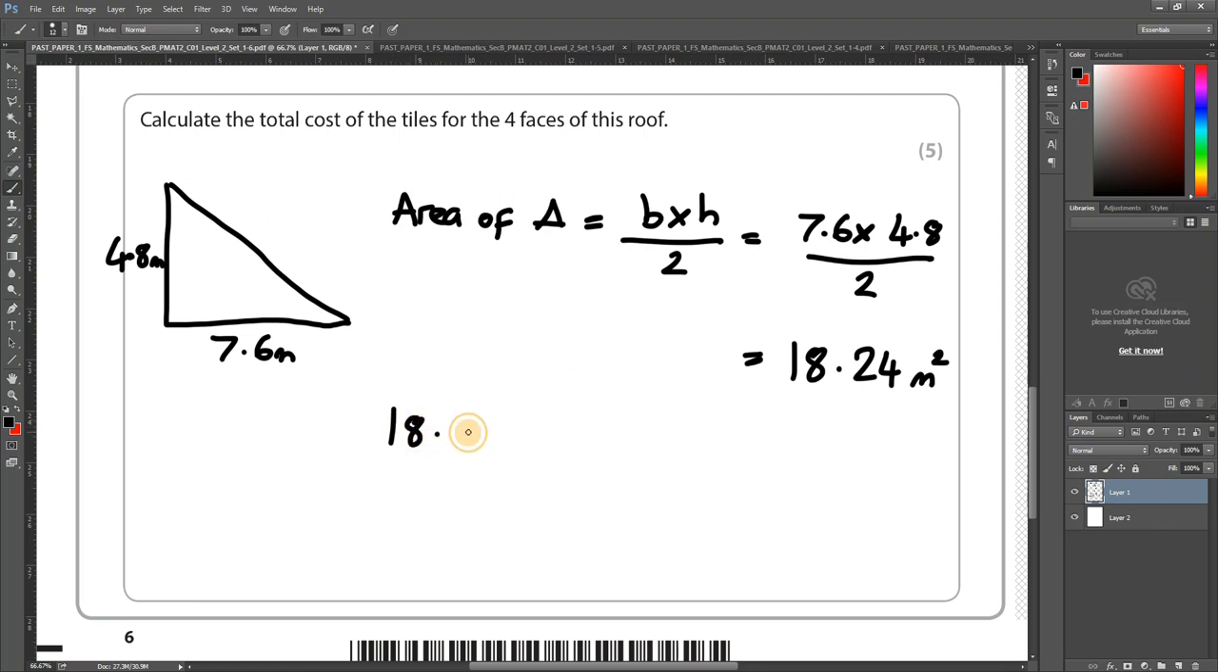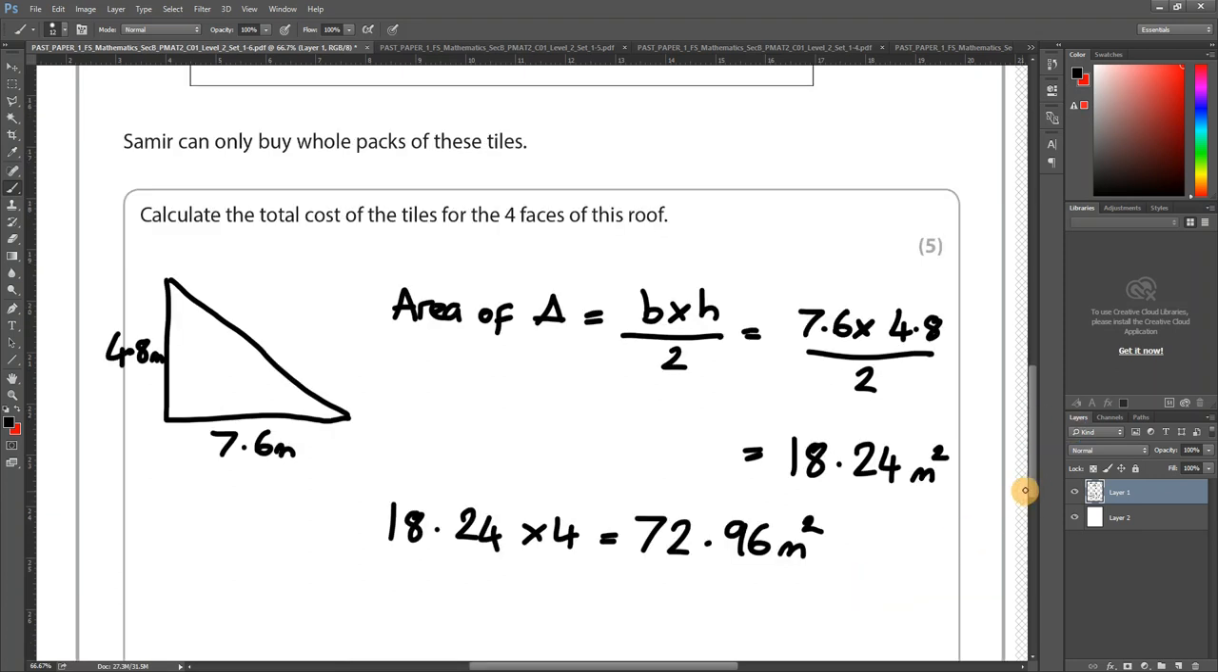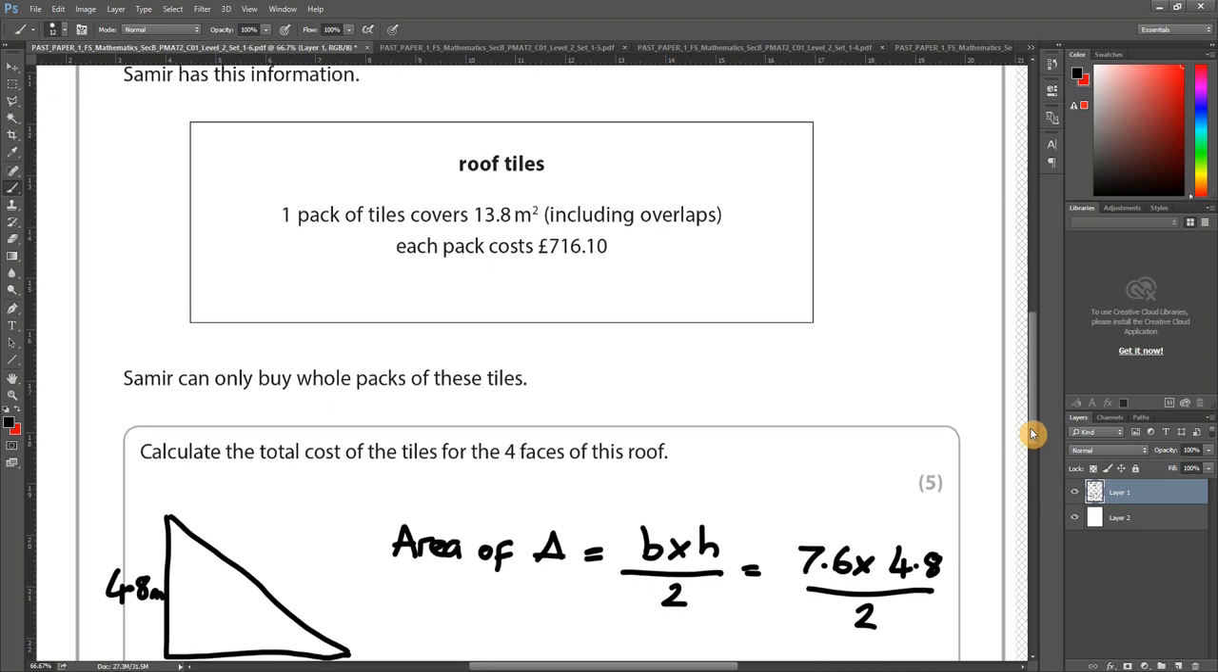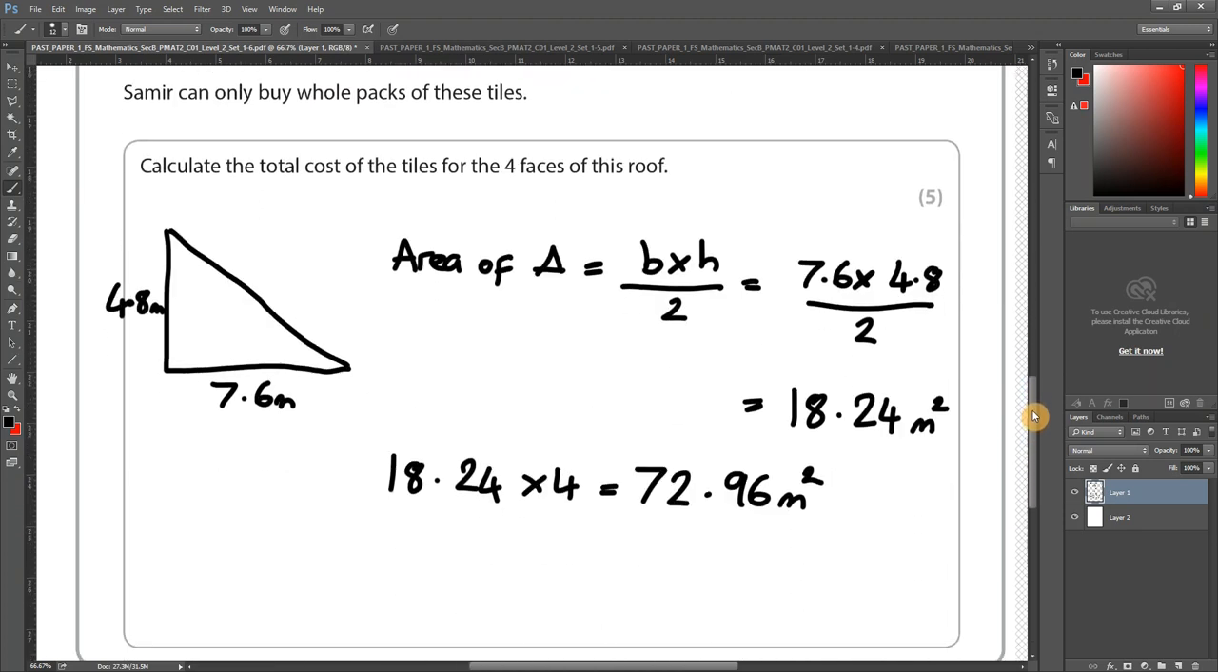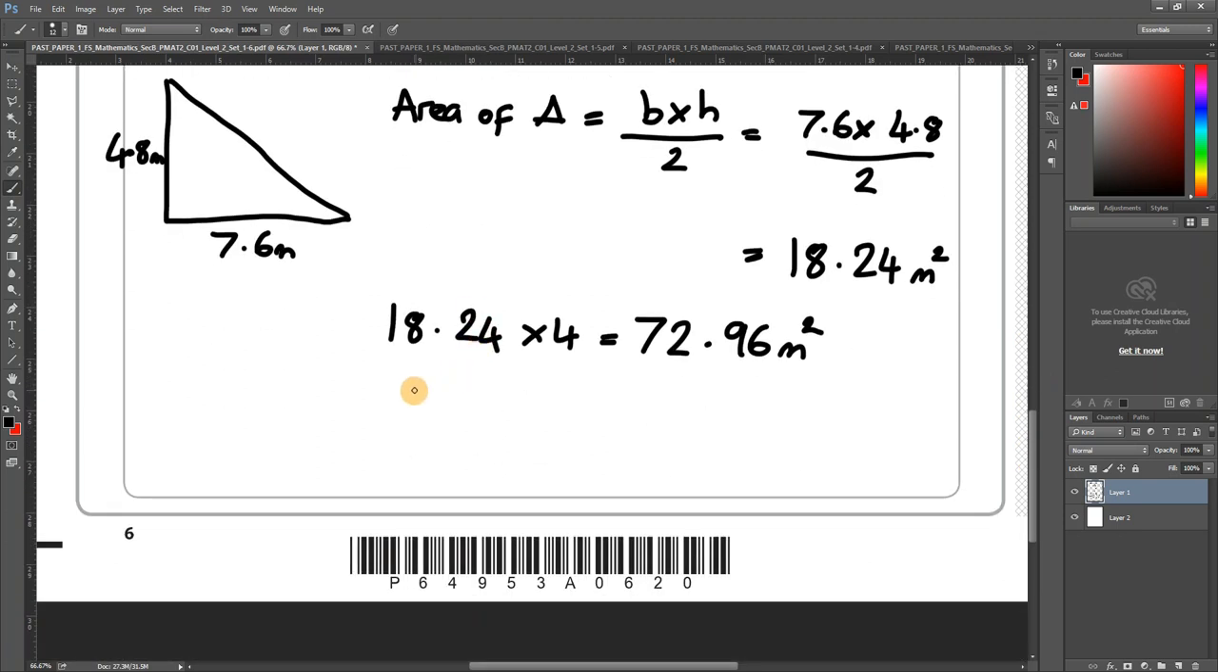So 18.24, let's multiply that by 4, I get 72.96 meters squared. Okay, so that's for the four tiles. What's next? So we're told that one pack of tiles covers 13.8 meters squared. So how many 13.8s go into that will tell me how many tiles I need. So let's divide it by 13.8. So 72.96 divided by 13.8. This will tell us how many tiles he needs.